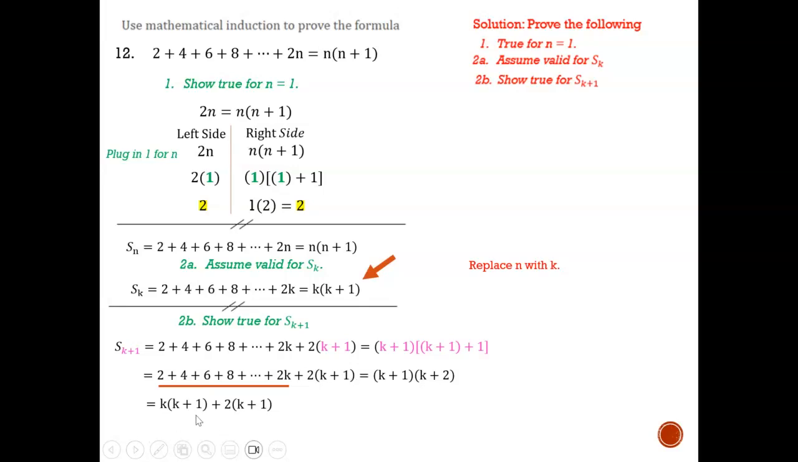Now guys, on the left side, what do they have in common? They have in common a k plus 1, so I'm going to factor it out. If you factor it out, what's left? K plus 2. You see, guys, it matches the right side. That's how you prove it.